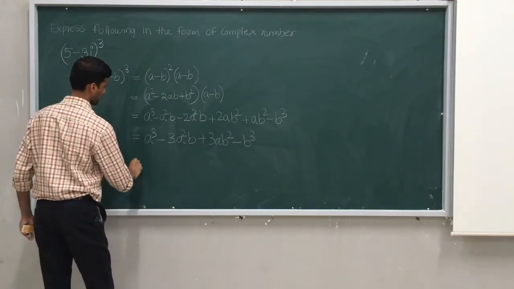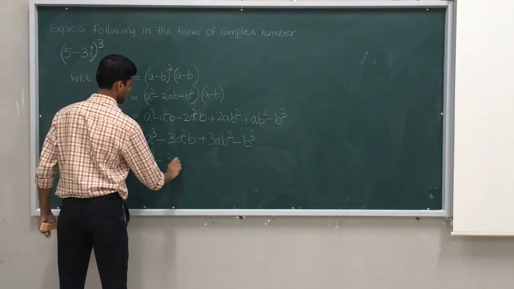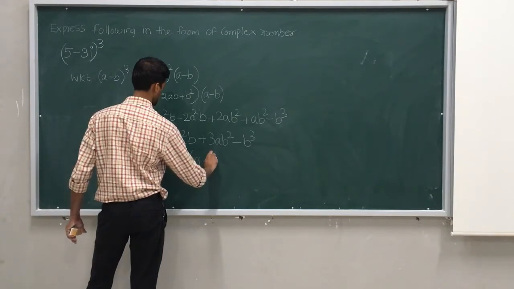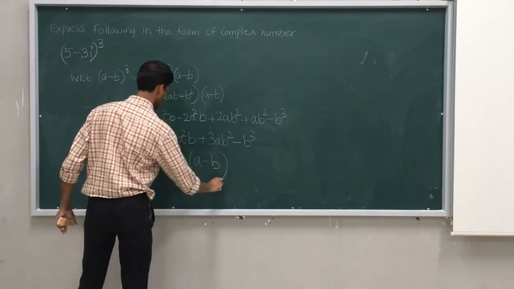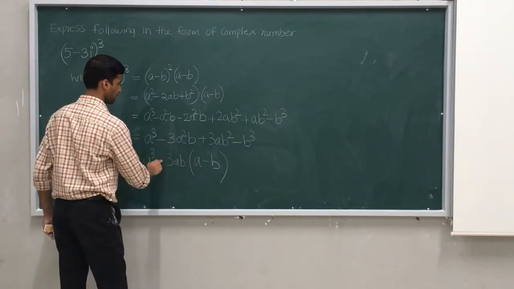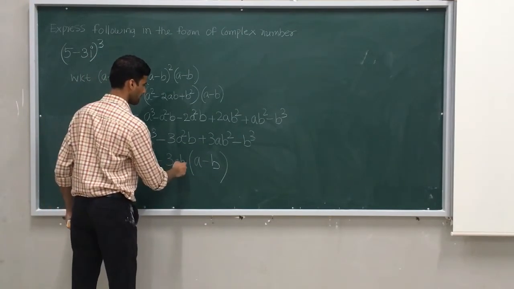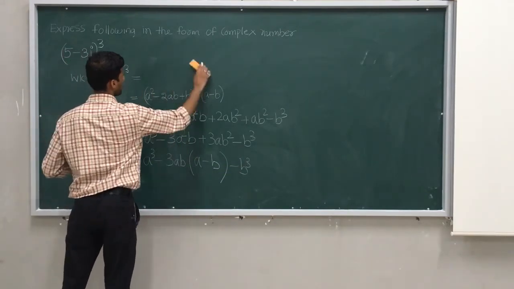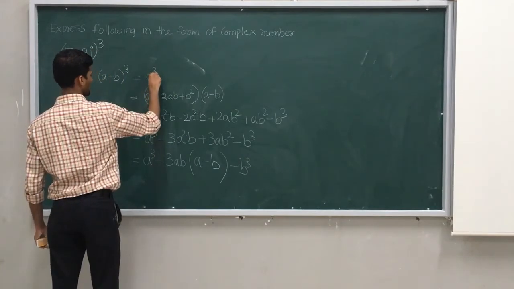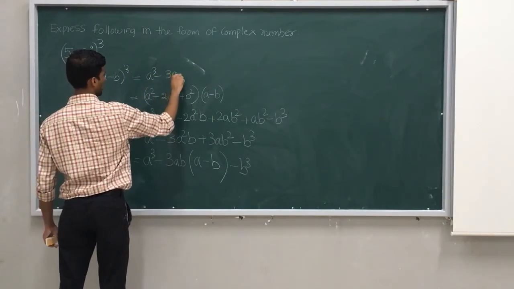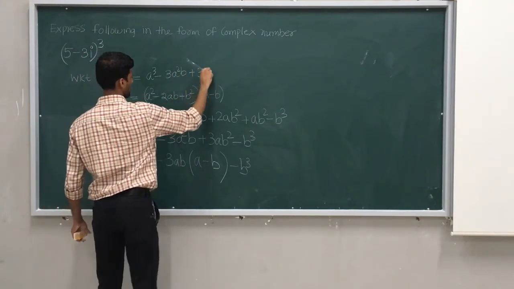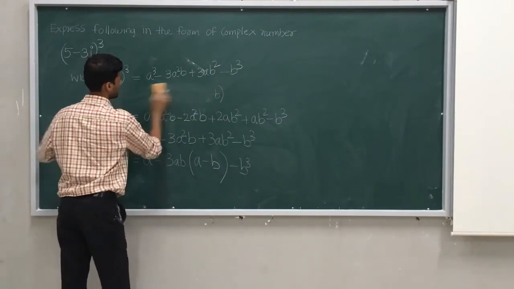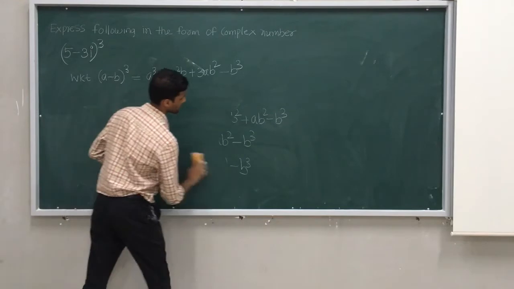In some time we will write it as a cube minus 3ab, taking it common, and we will write it as (a minus b). Am I right? Because it is minus 3a square b, minus minus becomes plus 3ab square minus b cube. So we can write it in a very simple format: (a minus b) cube is a cube minus 3a square b plus 3ab square minus b cube. That thing we know.